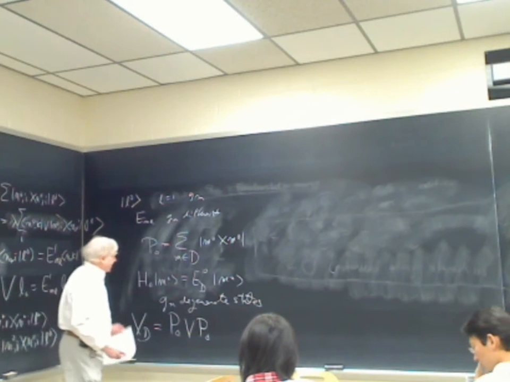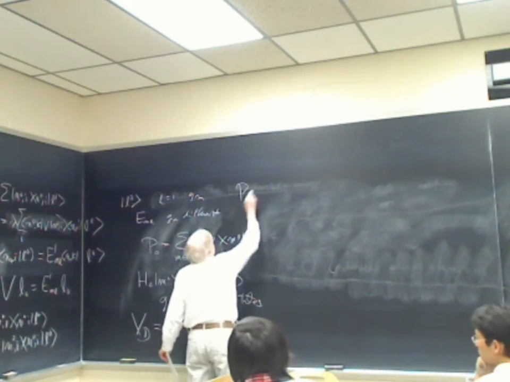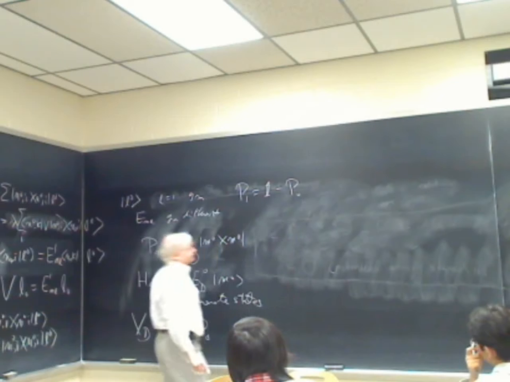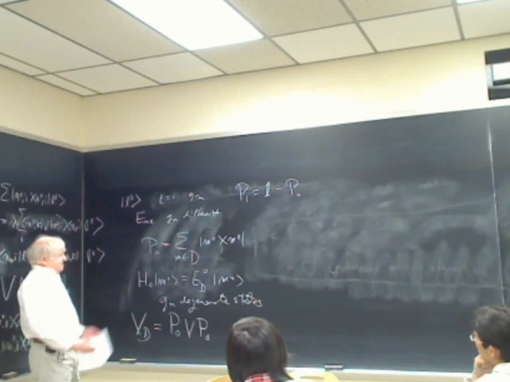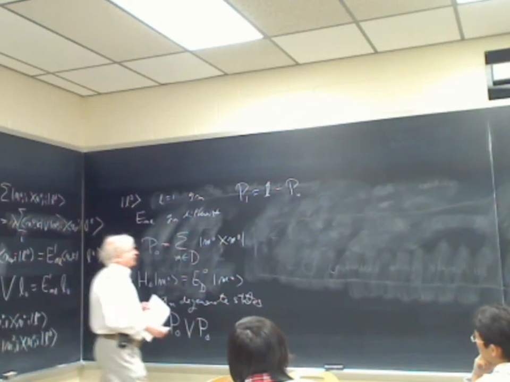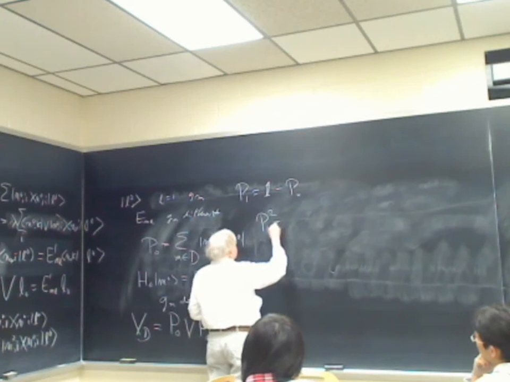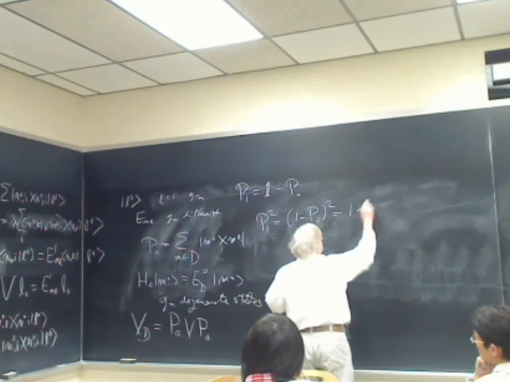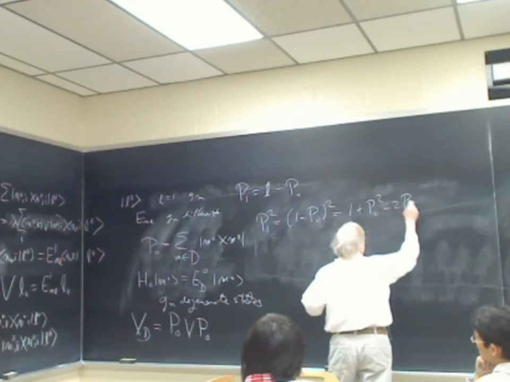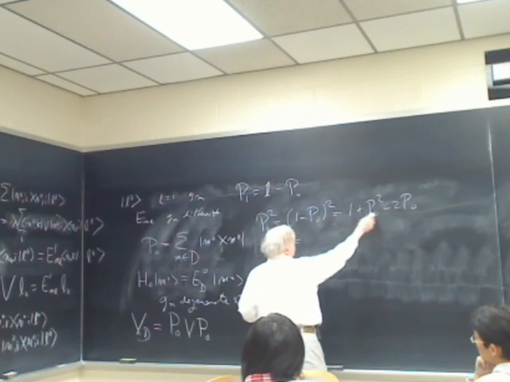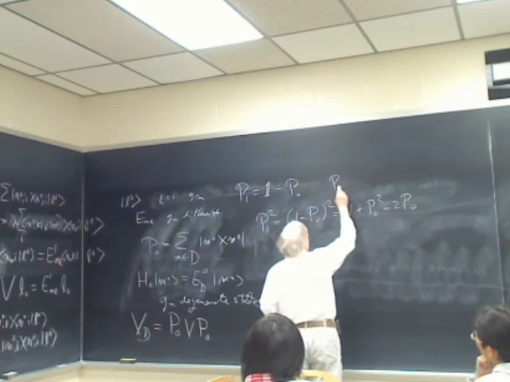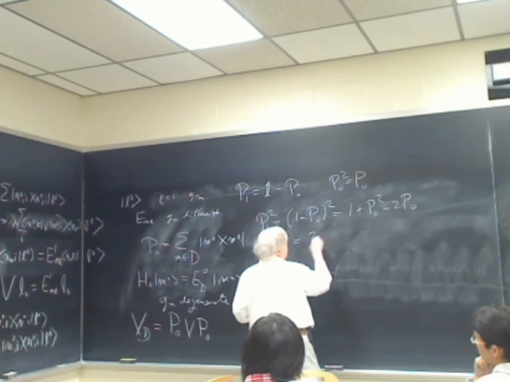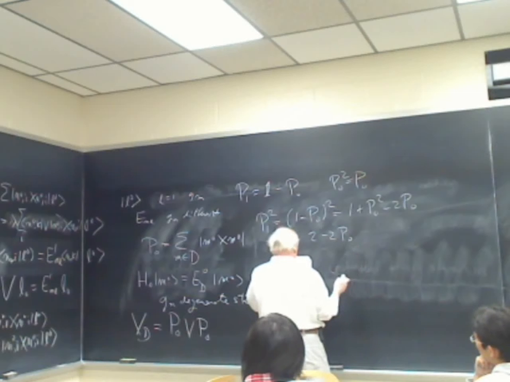Alright. Now, there's another projection operator that we're going to be talking about, namely P1, which is the identity operator minus P0. And now, is that a projection operator? Well, you know the rule for a projection operator is to square it. So P1 squared is (1 minus P0) squared. And so that's 1 plus P0 squared minus 2 P0. But P0 is a projection operator, so P0 squared is P0. So this is 2 minus 2 P0.